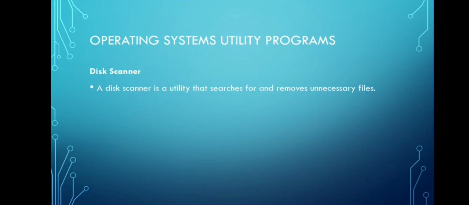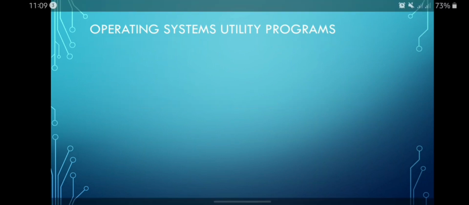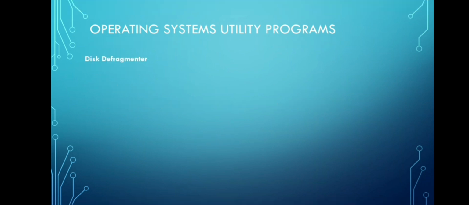The sixth operating system utility program is the disk scanner. A disk scanner is a utility that searches for and removes unnecessary files. Windows Vista includes a disk scanner utility called Disk Cleanup. The seventh operating system utility program is the disk defragmenter.